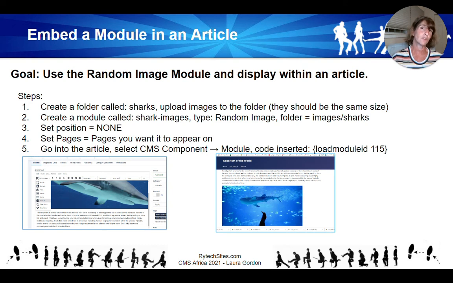Now, the advantage of using the number instead of ever using the name is if you change the name, obviously it will no longer work. So I recommend using 115. Now, way back in Joomla, I always used to use something called load position, and I would create a position and then use that. This is much more efficient. So it's load module ID 115. Now, when I go to preview my article, which you can see here in the image, every time I refresh the page, I will see a different image displayed.